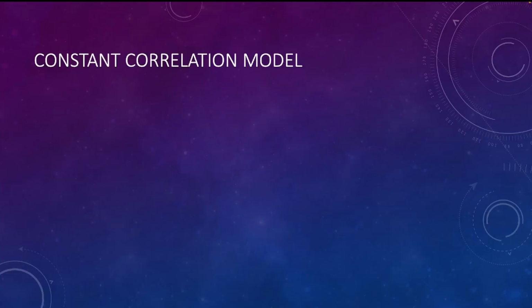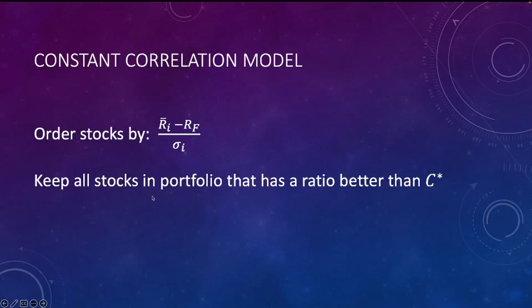So the process is again very similar to the single index model, with slight differences, right? The first step is again to order the stocks by this ratio, which is excess return to risk, but the risk part is changed. Previously we had beta, and in the constant correlation model we don't have beta, so we have the standard deviation, which is sigma. Once we have ordered our stocks in decreasing order of these ratios, the second step is the same as before, which is to find a cutoff value C star, and whatever makes that cutoff will be in our portfolio. Everything else will be discarded. And finally, calculate their proportion.